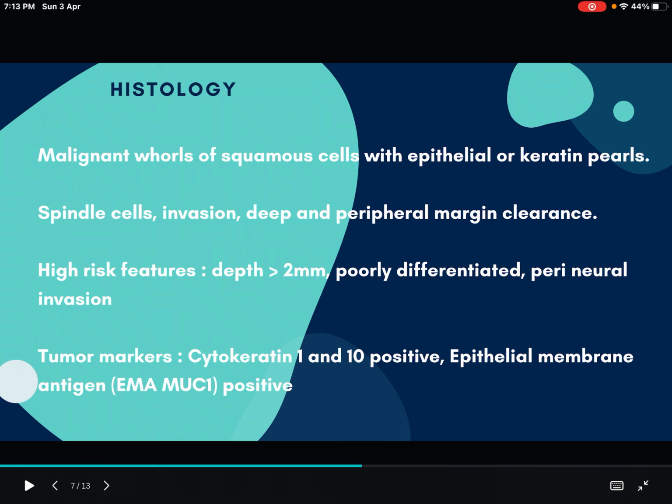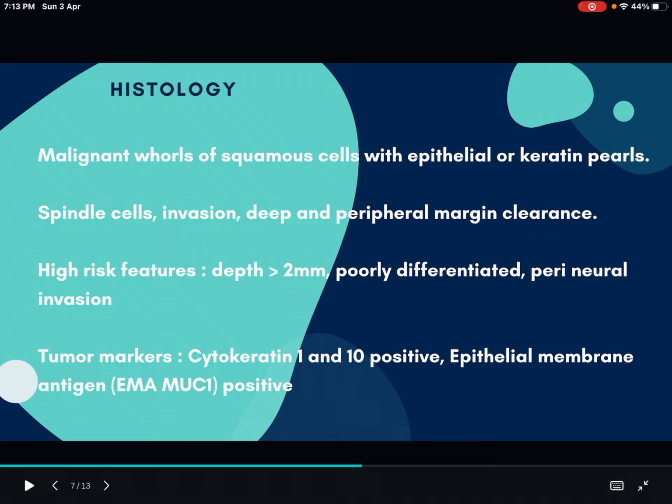Malignant whorls of squamous cells with epithelial or keratin pearls. Spindle cells, invasion, deep and peripheral margin clearance. High-risk features are if the depth is more than 2 mm, it is poorly differentiated and there is perineural invasion.